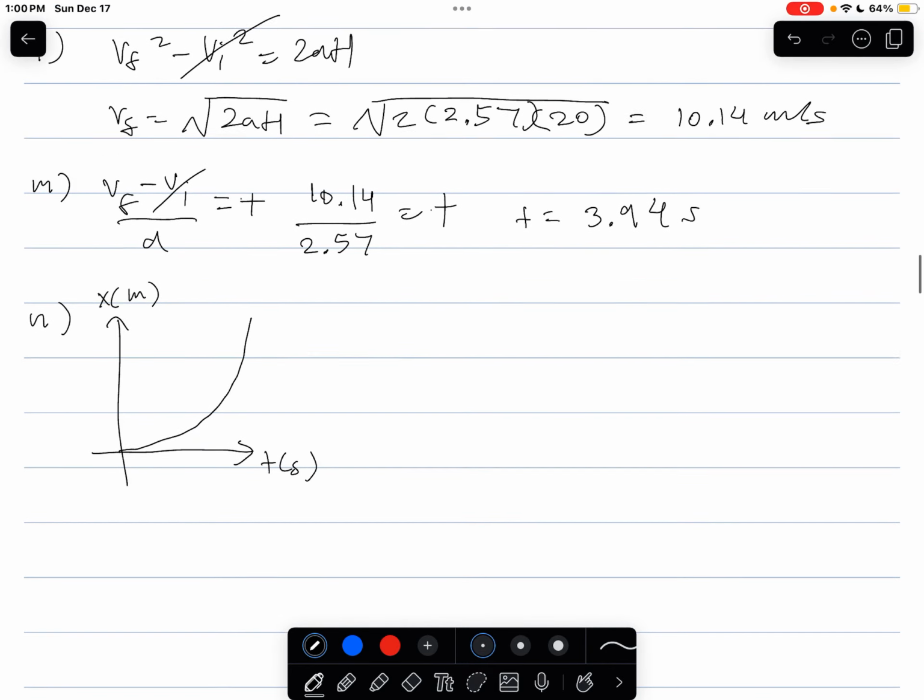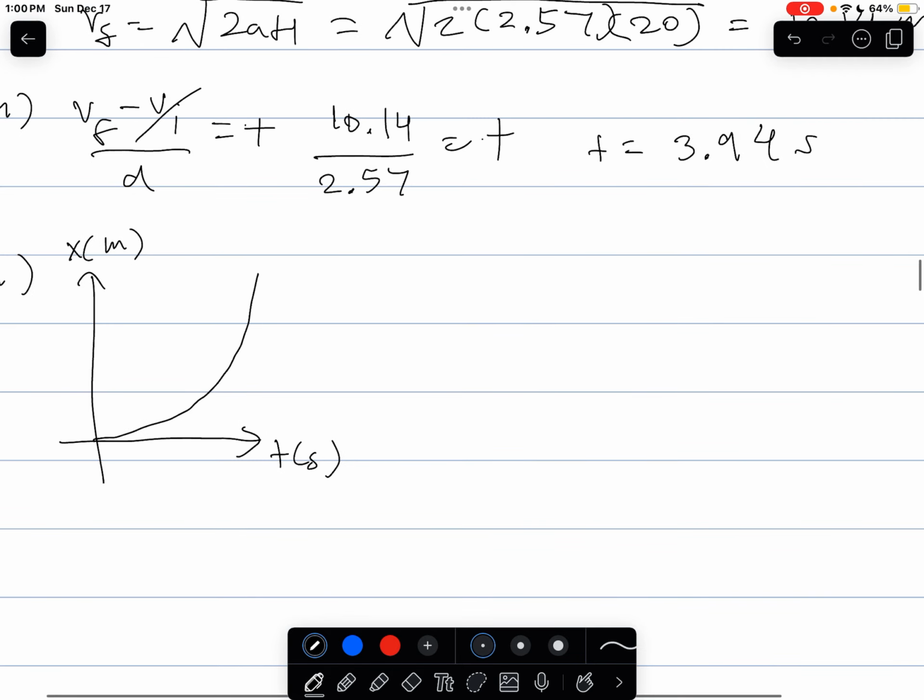Okay. And then it looks like this because it starts at 0. So right there, the slope of that is a horizontal tangent, which means it's 0 velocity, initial velocity. And then it's going to be quadratic because the acceleration is constant. So yes.